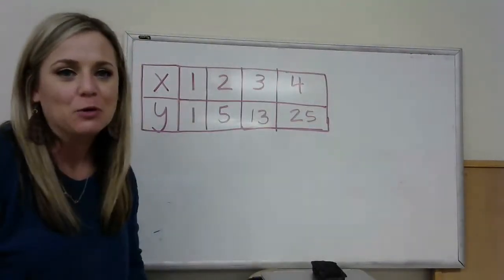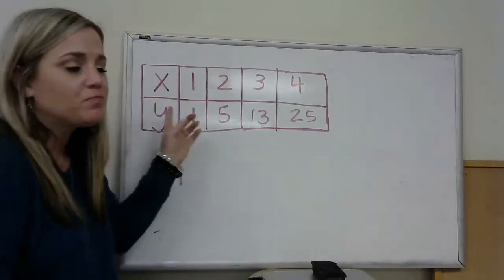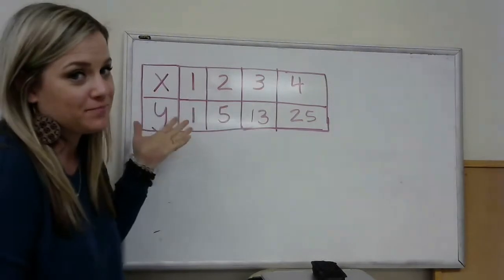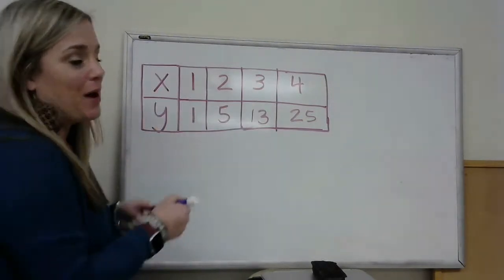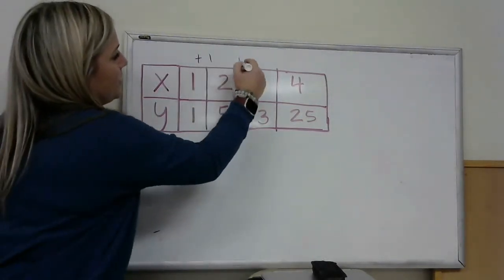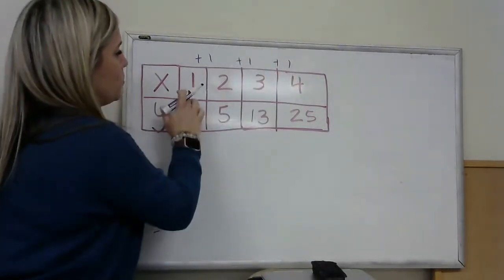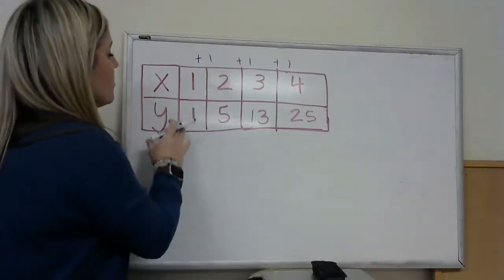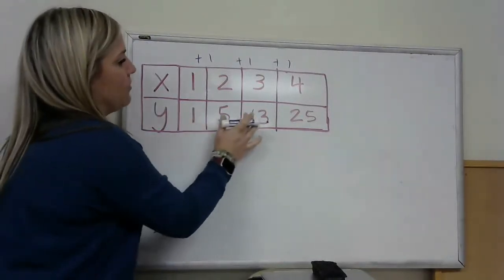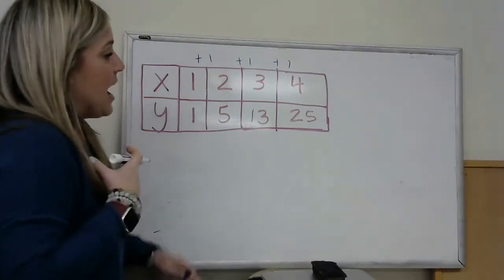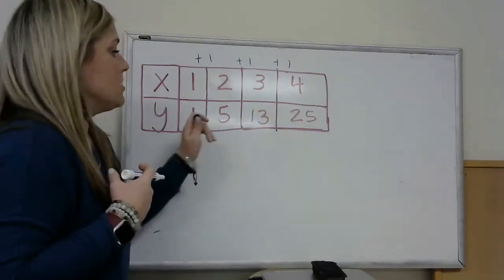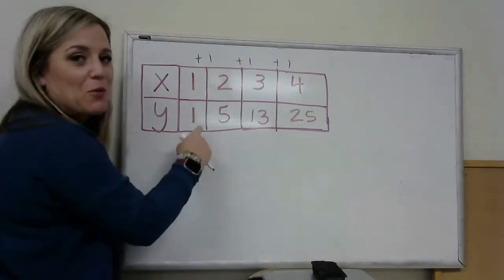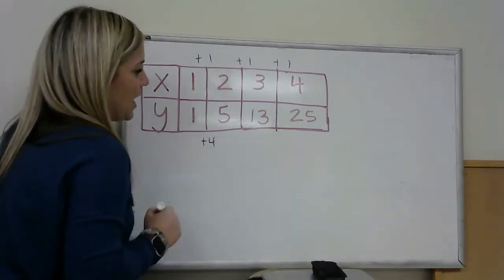Okay, another example. We have another table. X coordinates are at top: 1, 2, 3, 4. That's simple. You can already tell the pattern right here. +1, +1, +1, right? So 1 plus 1 is 2, 2 plus 1 is 3, 3 plus 1 is 4. We got that. The bottom, my Y coordinates, is 1, 5, 13, 25. I can already tell you the change between 13 and 25 is not the same as between 1 and 5, but let's go ahead and look. So, 1 and 5. 1 plus 4 is 5.